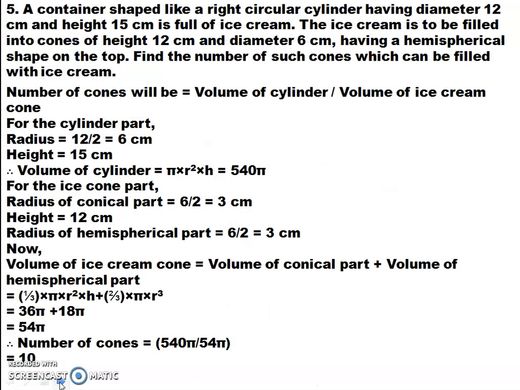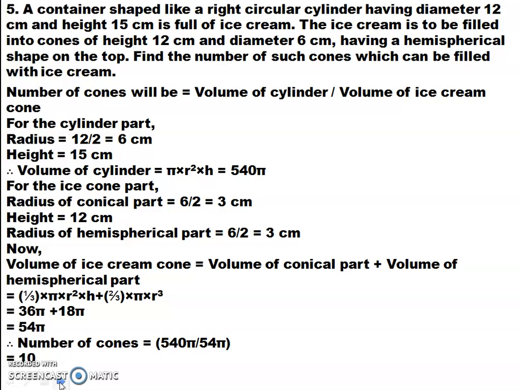Next one. A container shaped like a right circular cylinder having diameter 12 centimeter and height 15 centimeter is full of ice cream. The ice cream is to be filled into cones of height 12 centimeter and diameter 6 centimeter having a hemispherical shape on the top. Find the number of such cones which can be filled with ice cream.